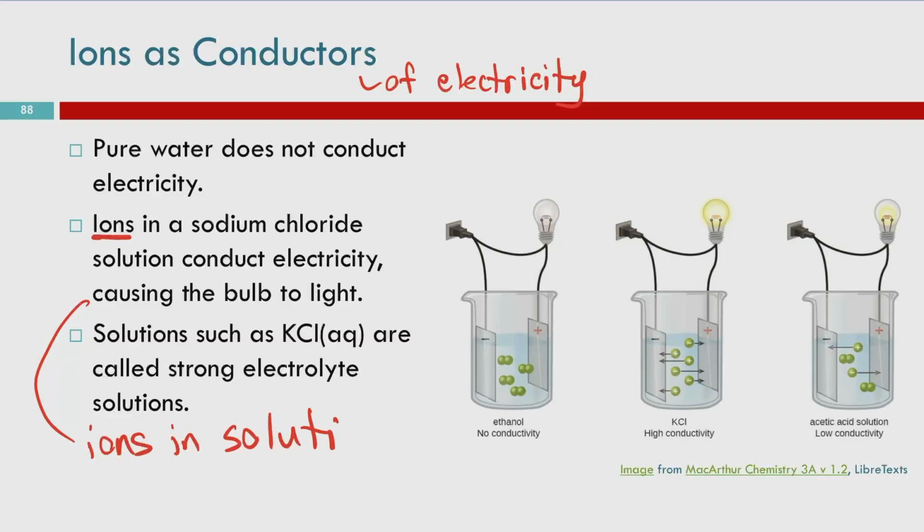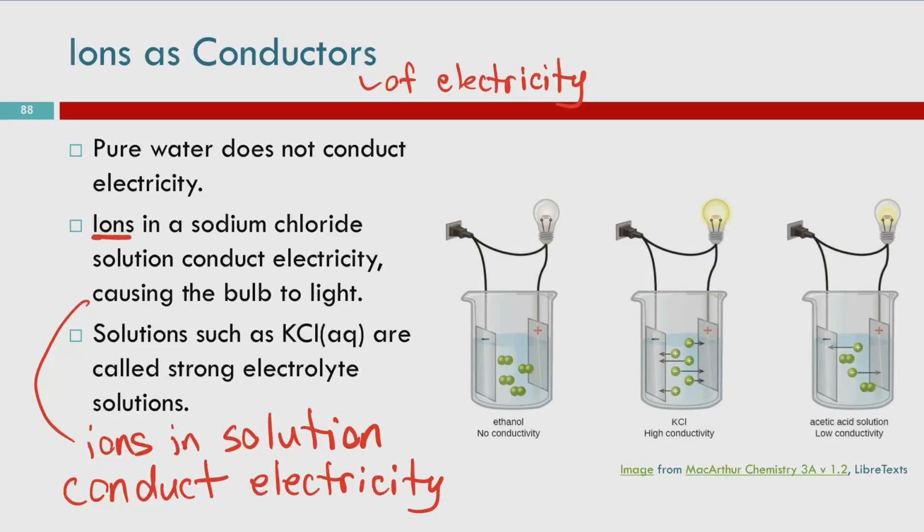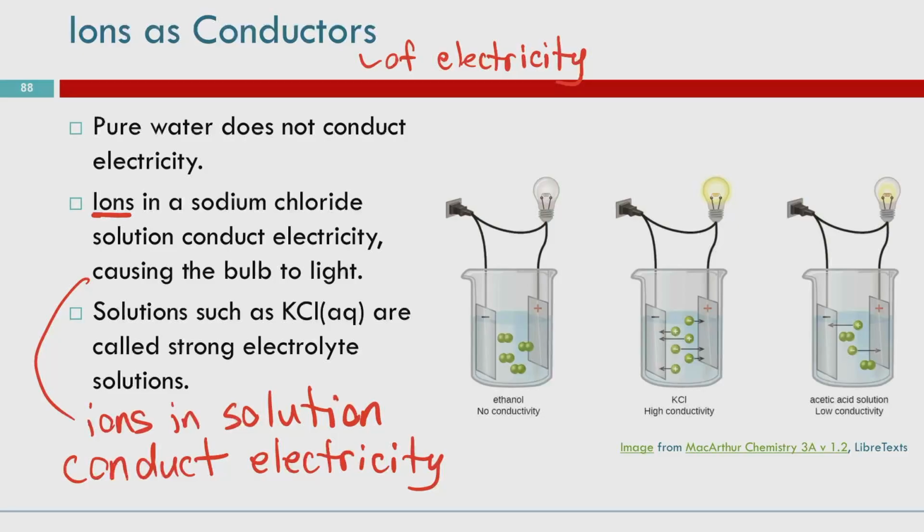Ions in solution, dissolved in a solvent, conduct electricity. That's what allows electricity to flow through water, is the ions. Without the ions there, there's nothing to conduct the electricity. The water won't do it. If you get a strong electrolyte solution like KCl, which is similar to NaCl, that's going to allow for the conductivity of electricity. So electricity would flow relatively well through that solution.